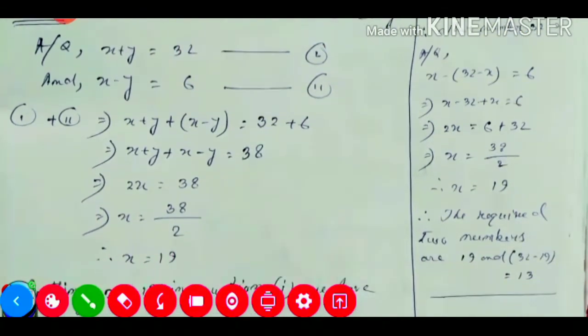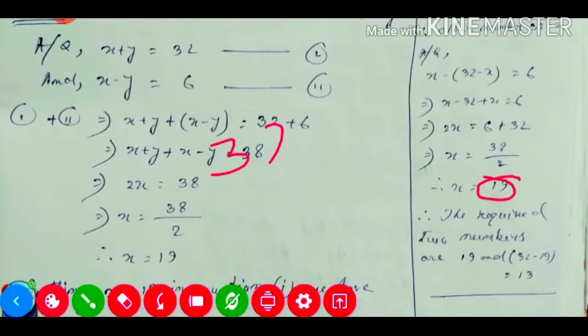Now the required two numbers will be: first number we got 19, and the other number, we know, is 32 minus x. Now x value is 19, so 32 minus 19 is equal to 13. So anyway we are able to do this, but our method must be correct. And here also we will apply any method, maybe elimination, cross multiplication, or substitution. Which one is easy for you, that one you will apply.